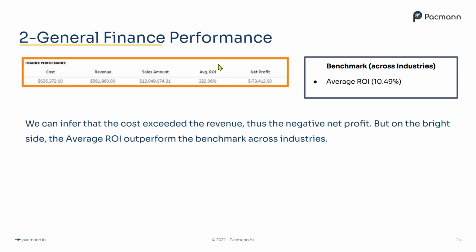And as you can see right here, the average return on investment for Tokopedia is 322%, which is really high. But we can also see that the net profit is negative because the cost exceeded the revenue.